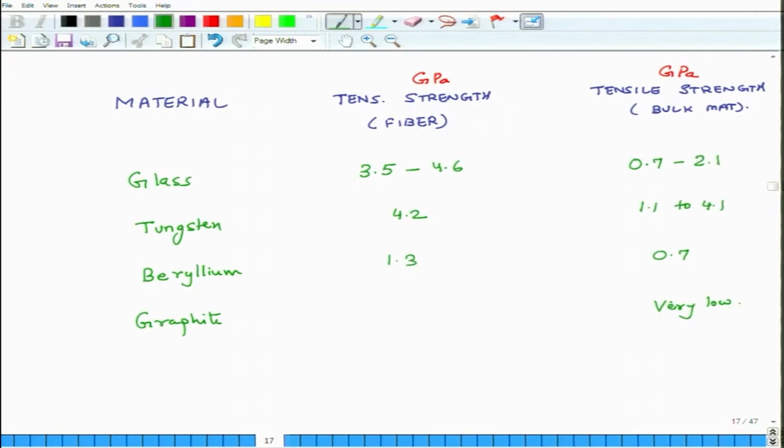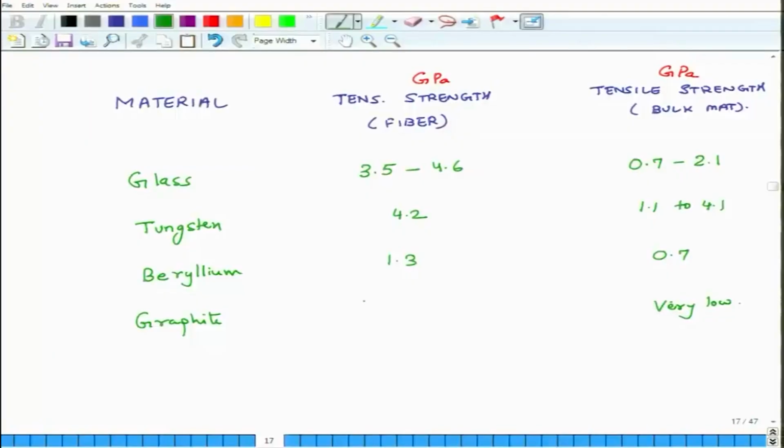For instance, if you take a piece of pure coal, anthracite coal, which is almost 99+% coal, and you pull it, it will break. It does not require a lot of strength effort to break it. But if you take a graphite fiber and you measure its strength, it is extremely high, 2.2 to 2.25 gigapascals.